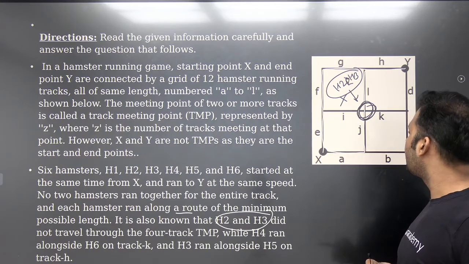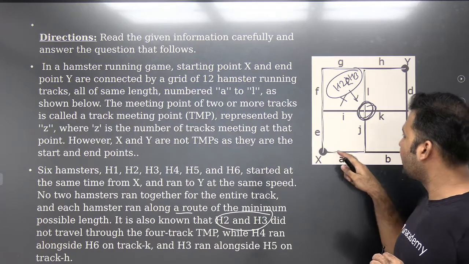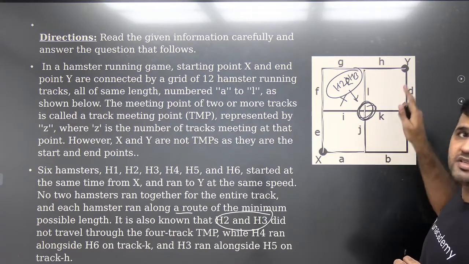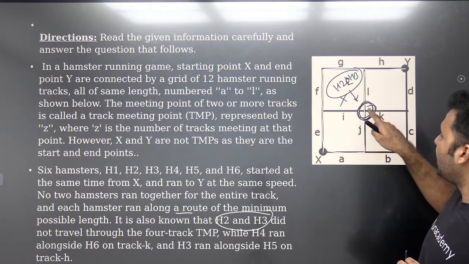Now if H2 and H3 are not passing from the 4 track point, that means the only possible path left for H2 and H3 will be either ABCD or EFGH, right? Because they are not supposed to pass from this point.